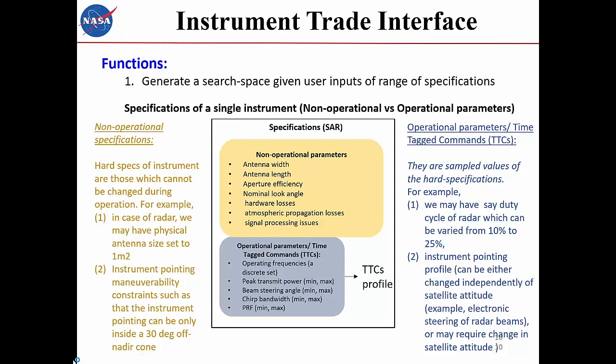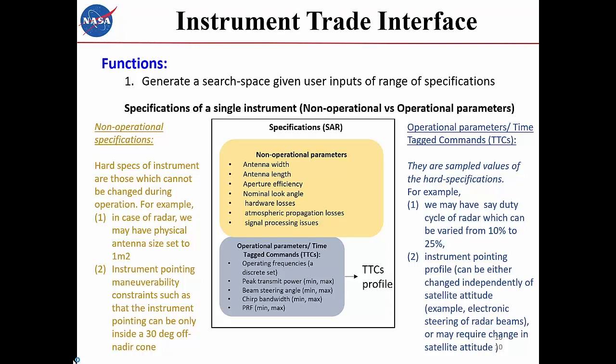So examples are, in the case of radar, the physical size of the antenna, or what is the maximum pointing maneuverability of that instrument. And then operational specs can be changed once the mission is flying, and they're called time-tagged commands. So you send up software updates to the satellite, and it can change those parameters. So for example, if you want to change the duty cycle of a radar, that can be changed. If you want to change where the instrument is pointing at a specific time, that can be changed.